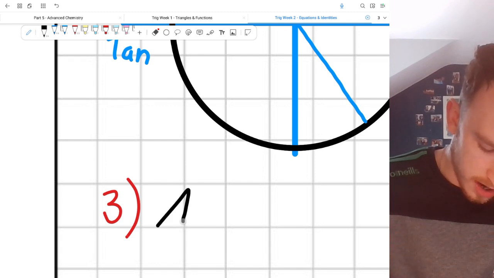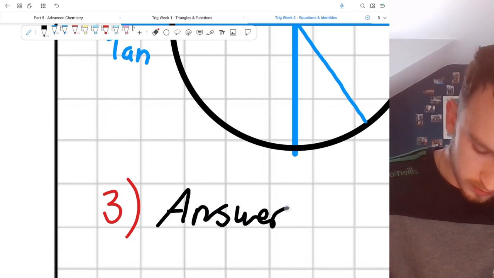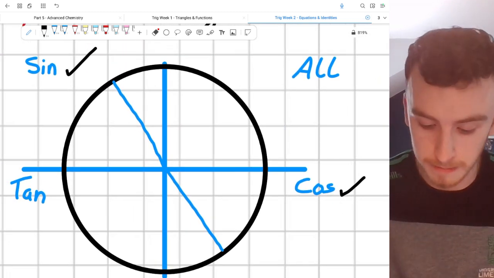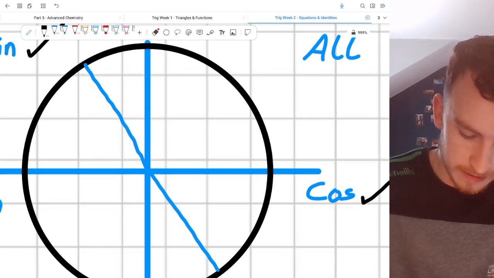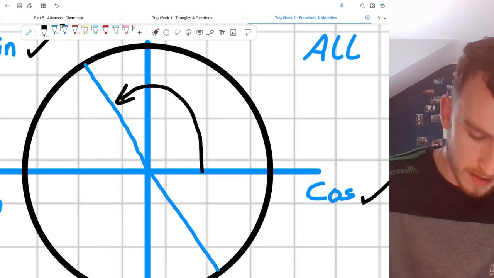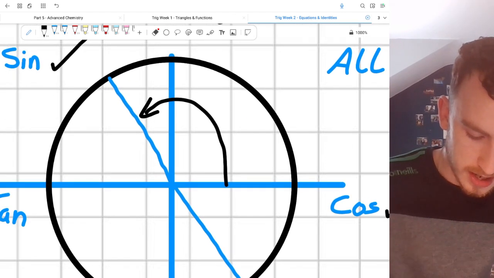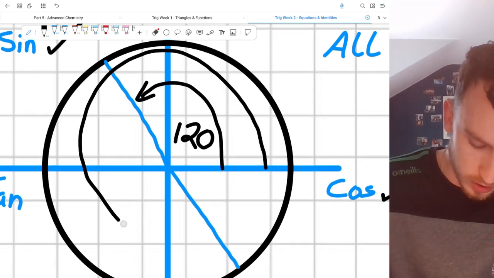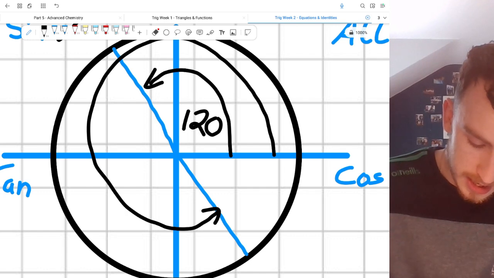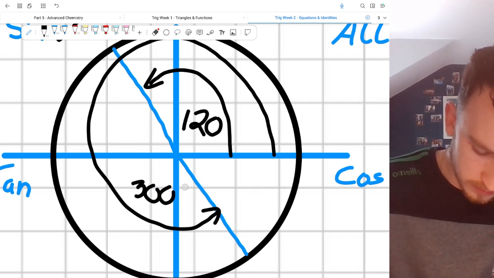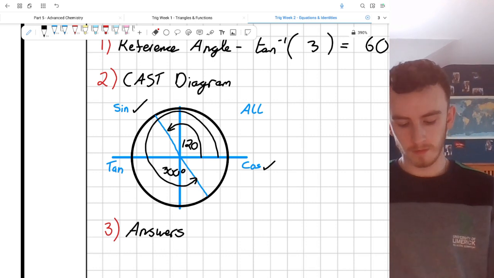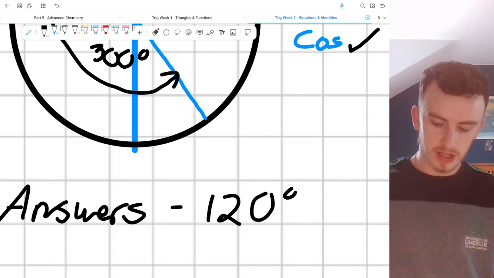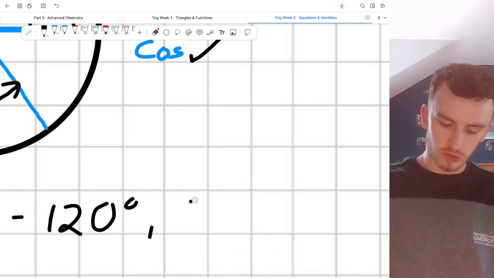Now we look to get our answers. So again, for our answers, we always go from the positive x-axis. So this will be our first angle here, and that is 120 degrees. And then our second angle is going to be this one here, and that is going to be 300 degrees. So our answers, 120 degrees and 300 degrees.